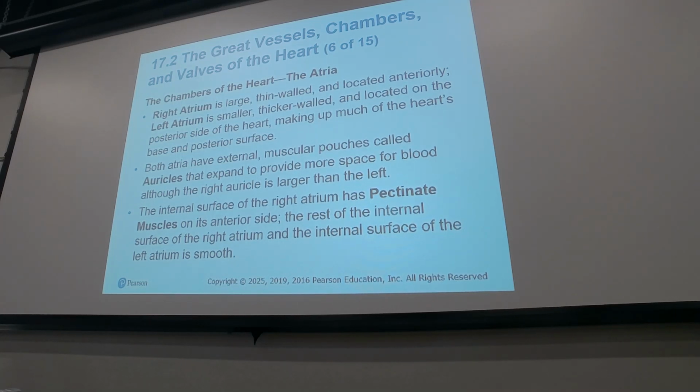Now, the right atrium receives blood from the systemic circulation, which is deoxygenated, from the superior vena cava, inferior vena cava, and the coronary sinus. The left side receives oxygenated blood from the lungs, from the two pulmonary veins from the left side and the two pulmonary veins from the right side.